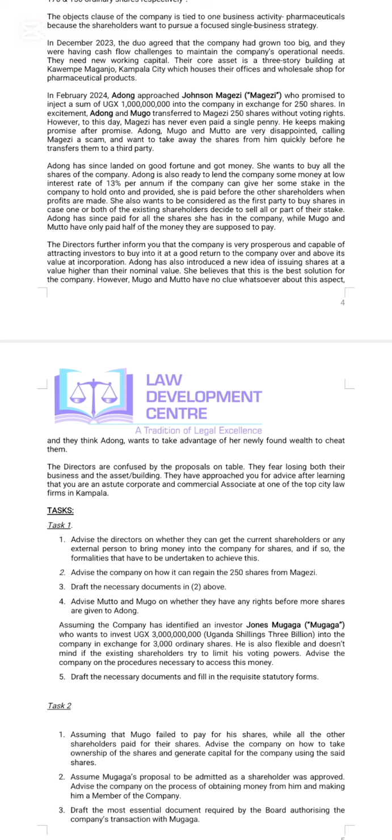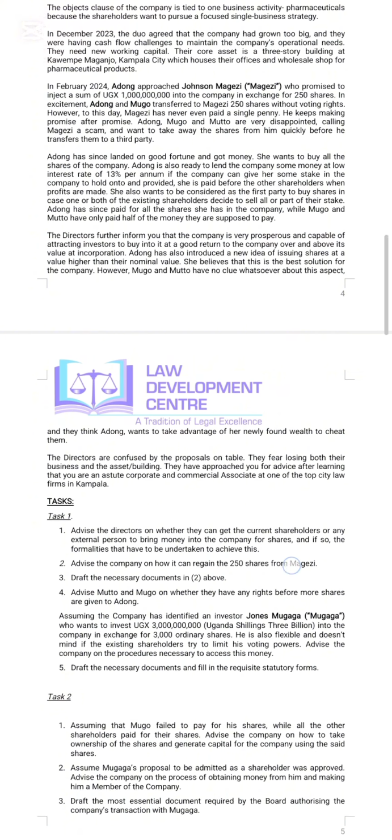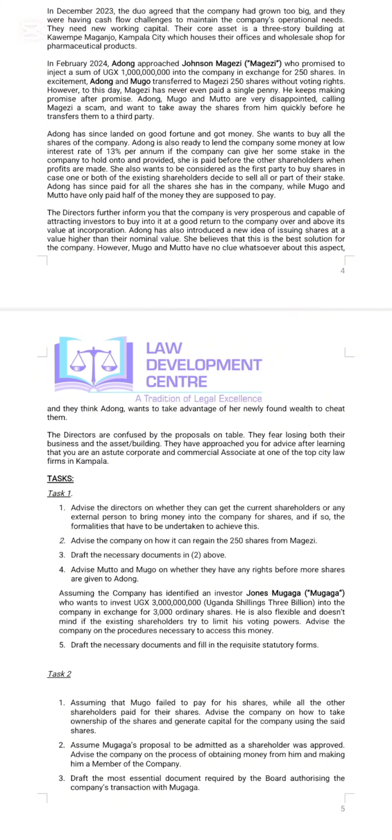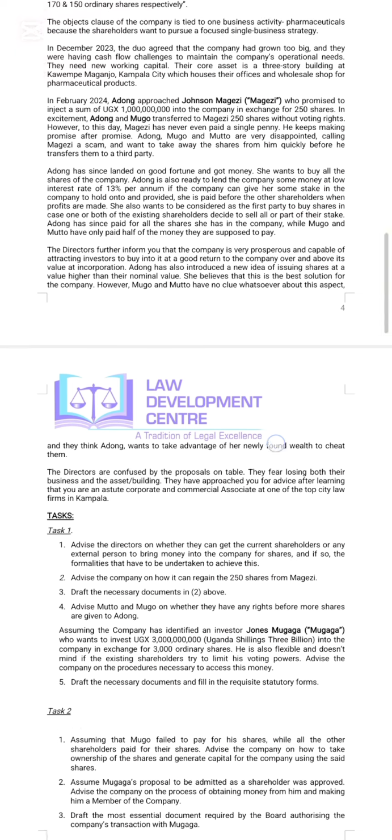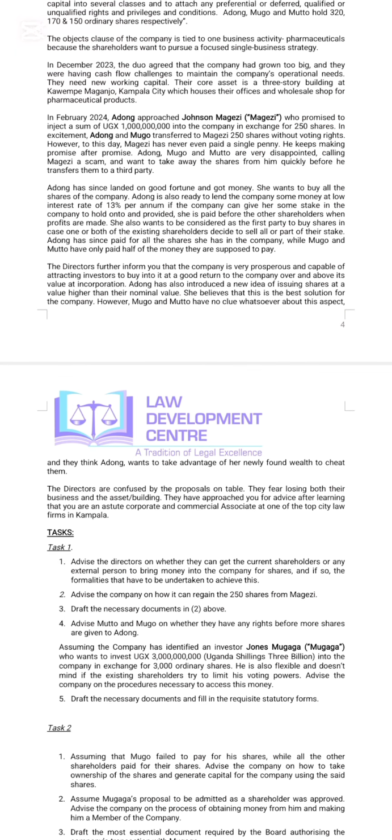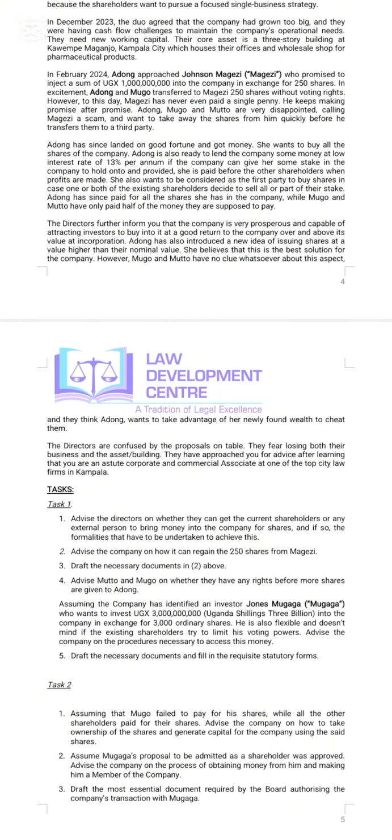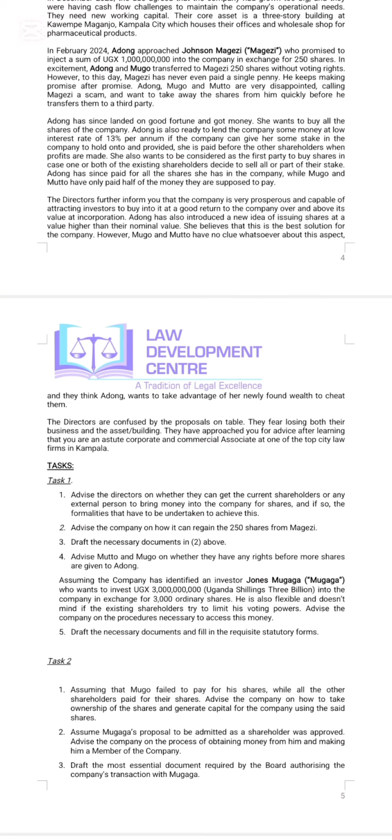Adong has since landed on good fortune and got money. She wants to buy all the shares of the company. Adong is also ready to lend the company some money at a low interest rate of 13%. So basically, you can see this one, 13%. That one you can do what we call shareholder loans, if the company can give her some stake in the company to hold on to, and provided she is paid before the other shareholders when profits are made. So that means she wants preferential shares.